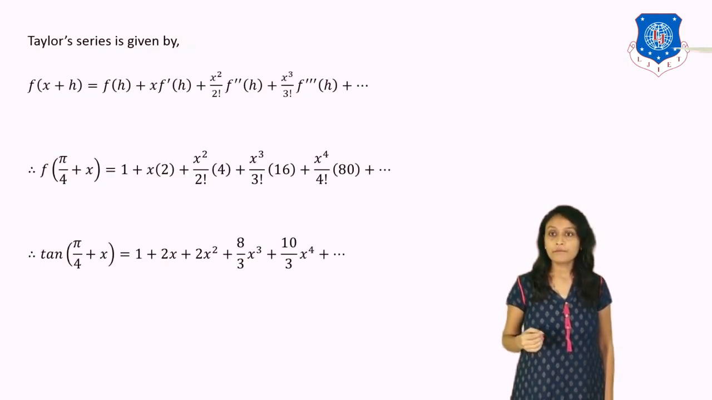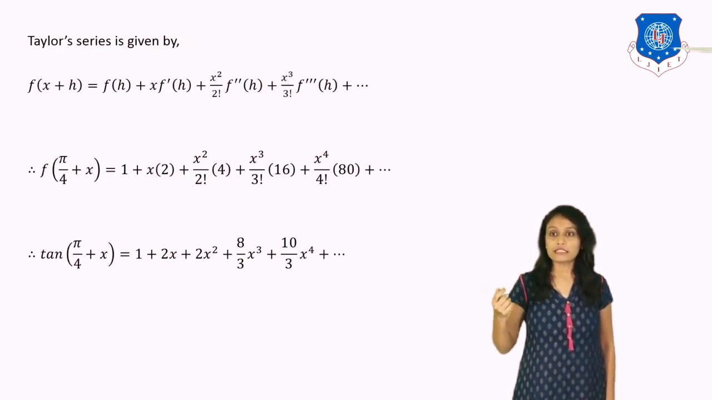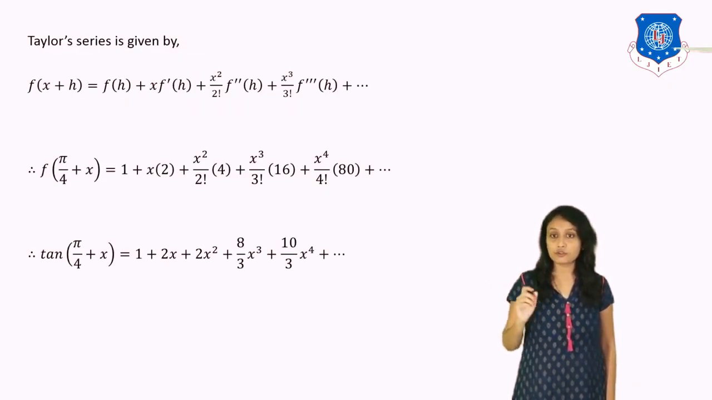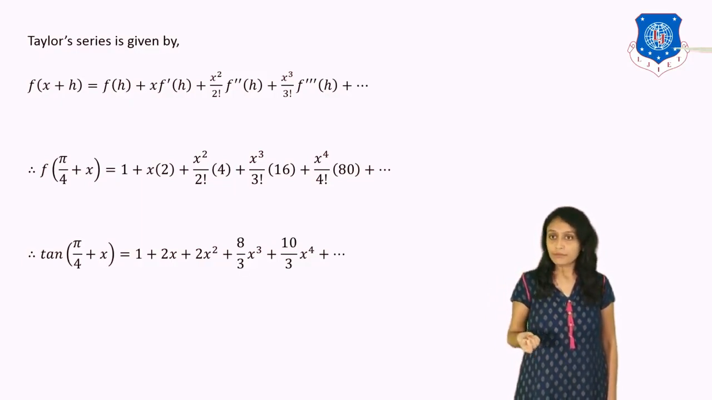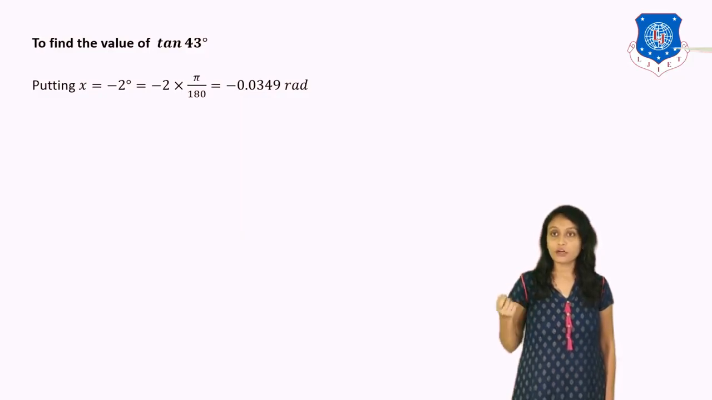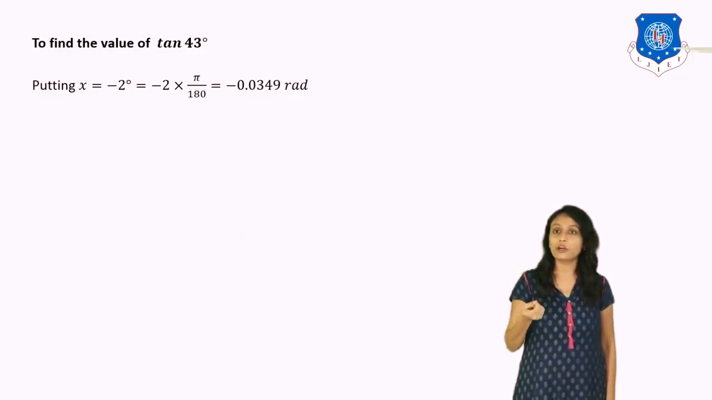Here you can see what we have in question, that is f of x plus pi by 4, so tan x plus pi by 4. So we have to find x to get the value of tan 43 degree. Okay, so we'll substitute x as minus 2 degree. Okay, so 45 minus 2, so you will get 43. So x is equal to minus 2 degree.